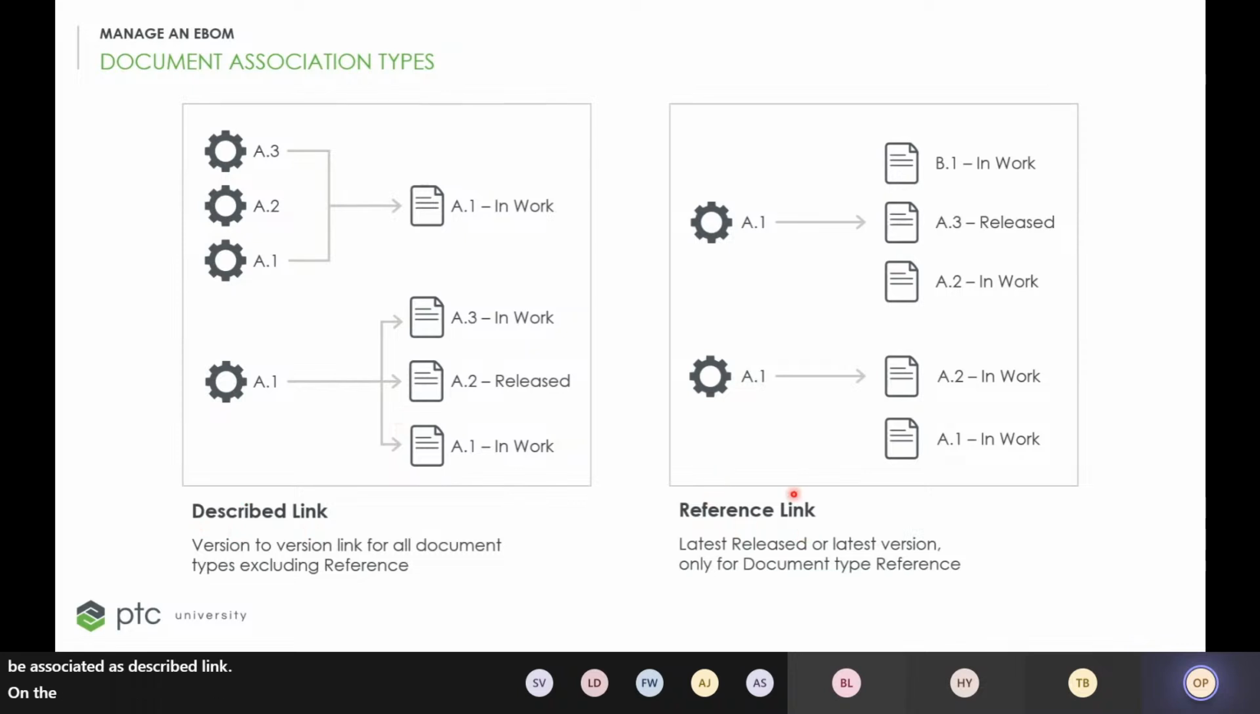On the other hand, the reference link is more general. You will associate a document which will describe all the versions of the part, a manual, a brochure, and the system, if there is a released document, will choose the latest released. If there is no released one, it will take the latest version in work.